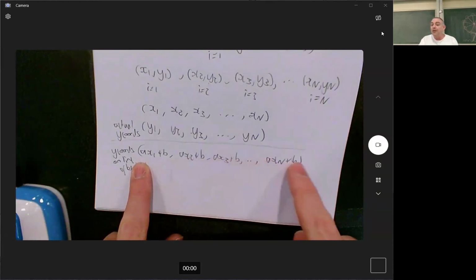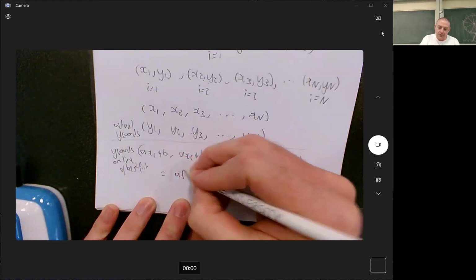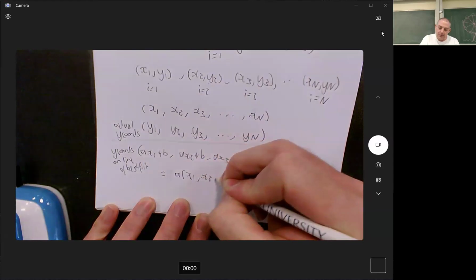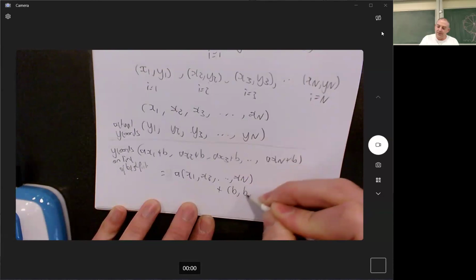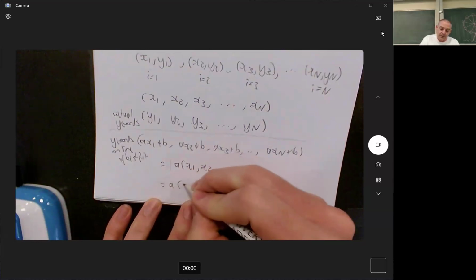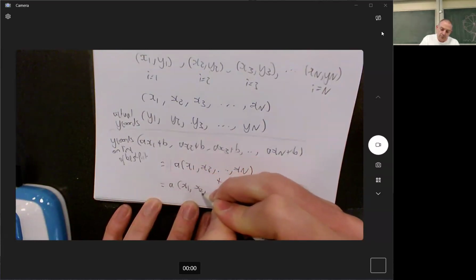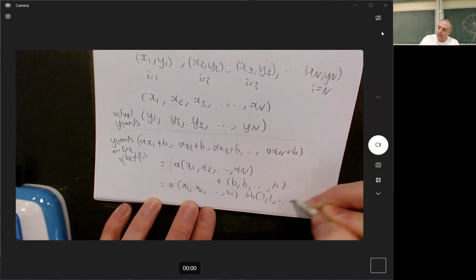What I'm going to do is write this vector as a lots of x1, x2 up to xn plus a vector that's all b's. Is that okay? And this is the same as a lots of x1, x2, xn plus b lots of 1, 1, 1.